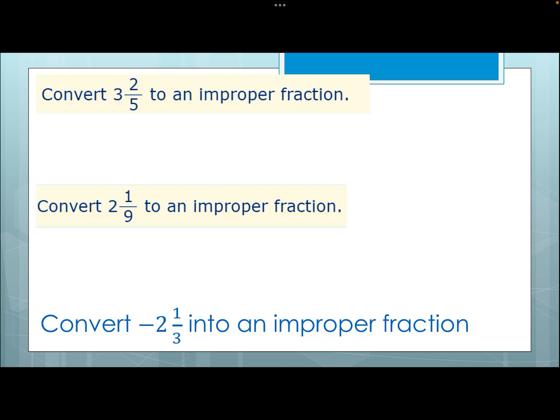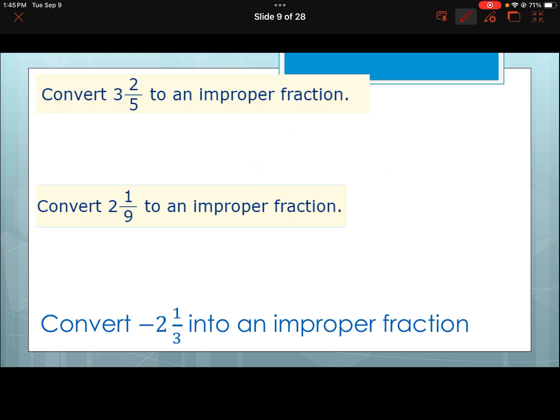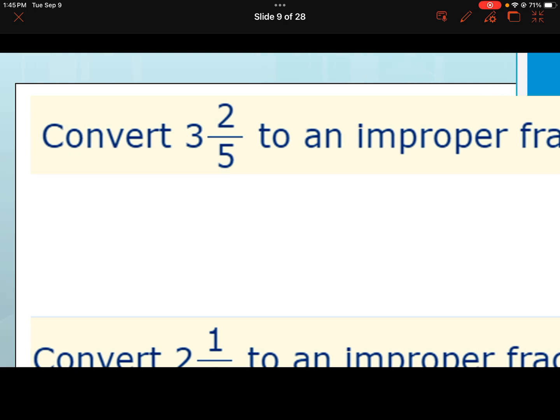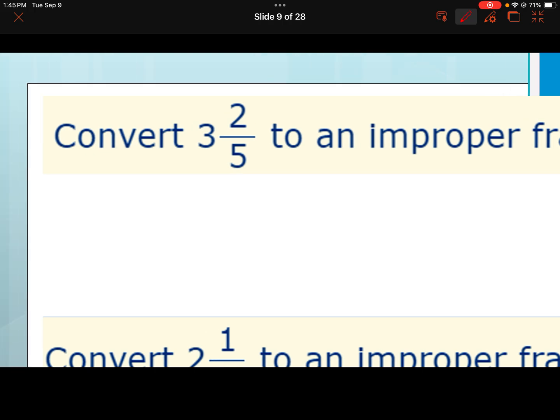So leave the bottom. Here's an example, and a lot of teachers do this. They'll go 3 times 5 plus 2, the times and the plus to try and remind you. So you know that 3 times 5 plus 2 is 15, 16, 17. So my answer is 17 over 5. Cool.